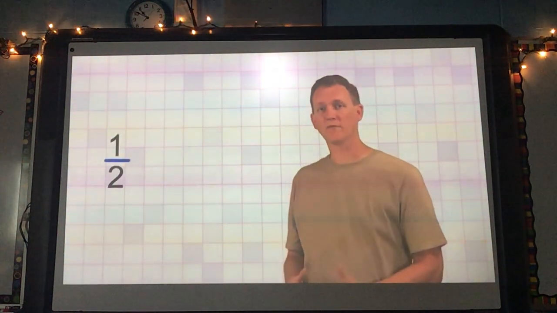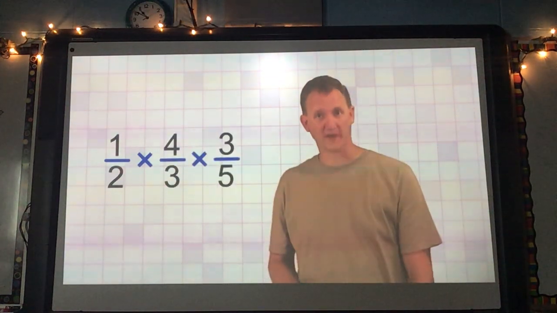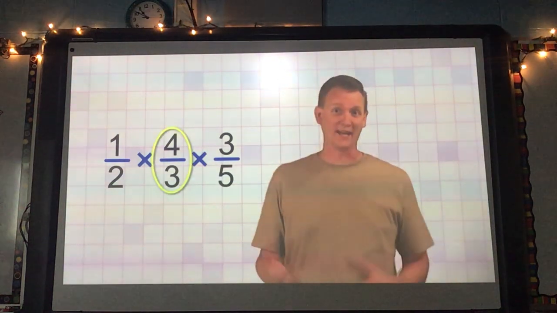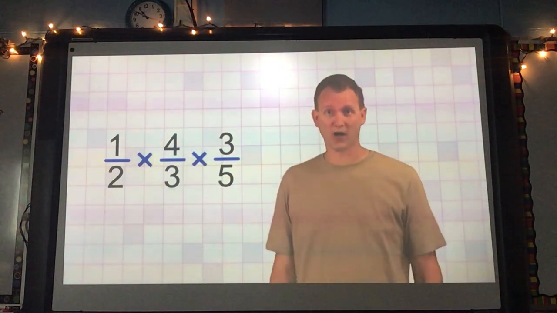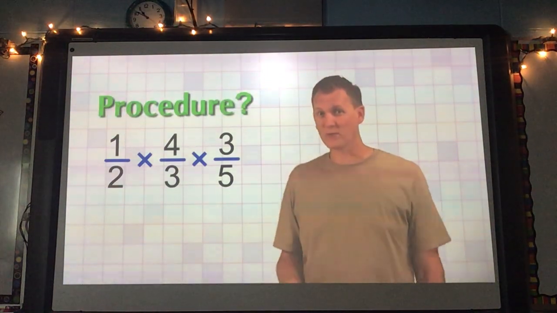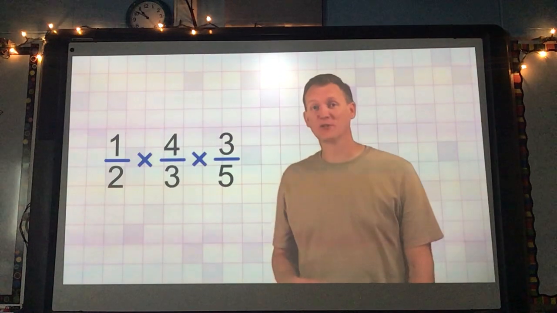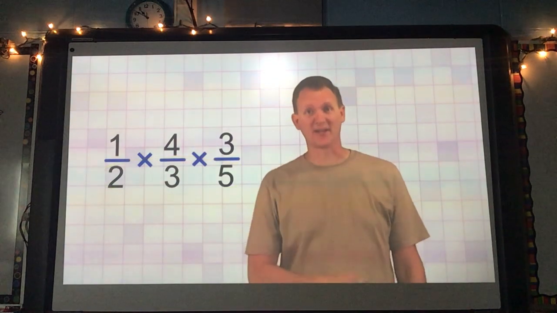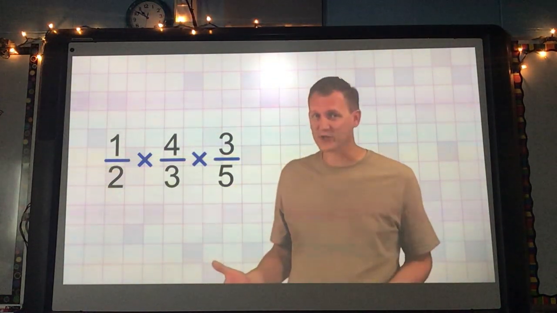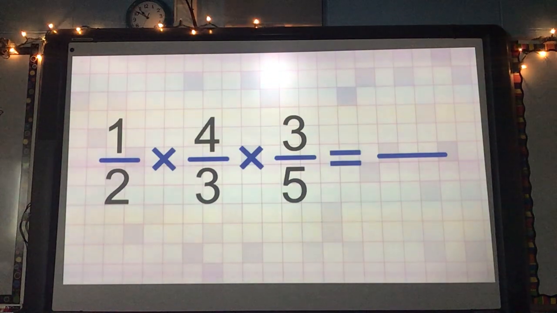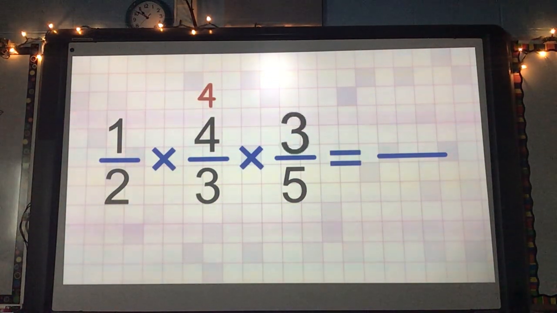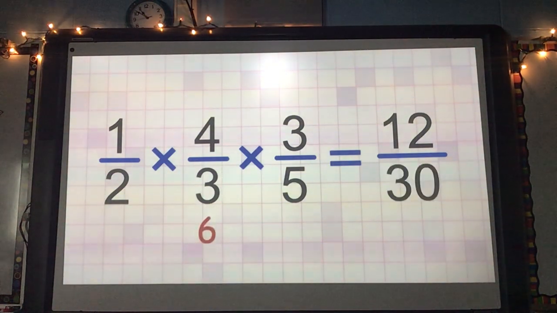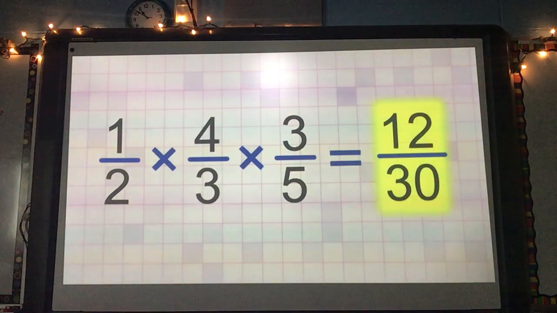Here it is. 1/2 times 4 over 3 times 3 over 5. Wait a minute, this has 3 fractions multiplied together, and the middle one looks like an improper fraction because its top number is bigger than its bottom number. Does our procedure work for this problem too? Yep, all we have to do is multiply all the top numbers together, and then multiply all the bottom numbers together, and we'll have our answer. And this will work no matter how many fractions we have to multiply. So on the top, we have 1 times 4 is 4, and 4 times 3 is 12. And on the bottom, 2 times 3 is 6, and 6 times 5 is 30. That means our answer is 12 over 30.